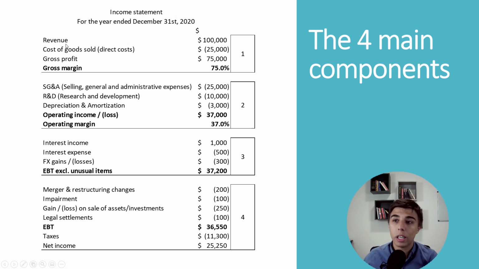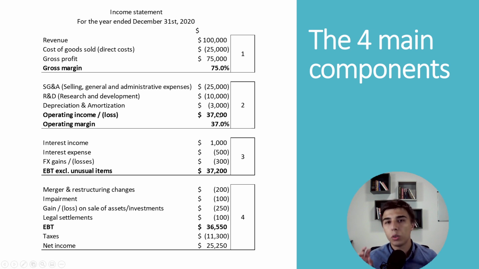The more revenue we have, the higher the cost of goods sold will be. The part below is not really tied to that number. Of course, it will impact future sales, but it's not really impacting the ones that have happened. And once we subtract these other operating expenses, we get to this operating income or loss. In this case, it's 37,000, and we get to a certain operating margin.